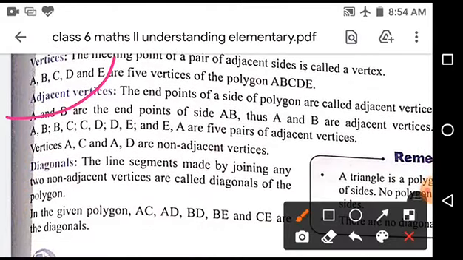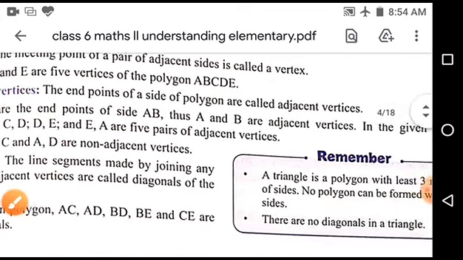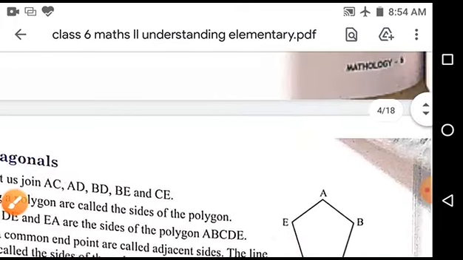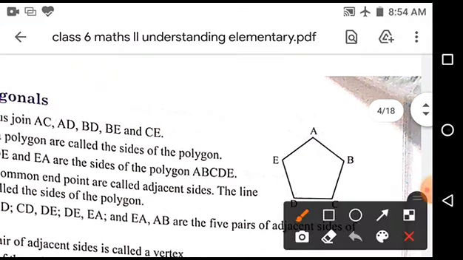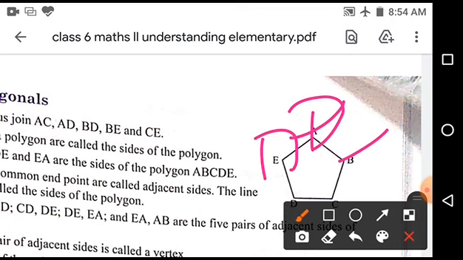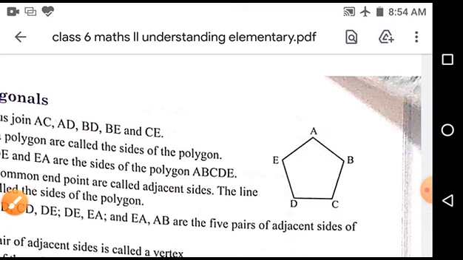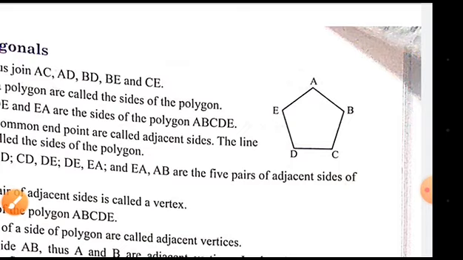Now students, adjacent vertices. As you know, in the given figure, the vertices A and B are called adjacent vertices. In the same way, A and E are called adjacent vertices. That means two consecutive vertices are called adjacent vertices.